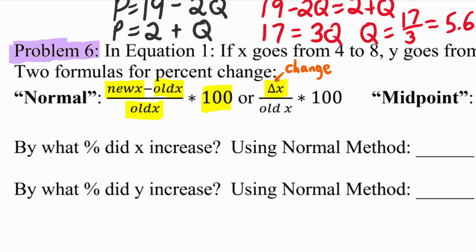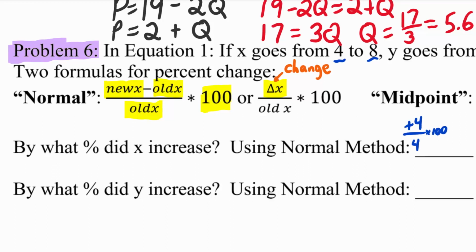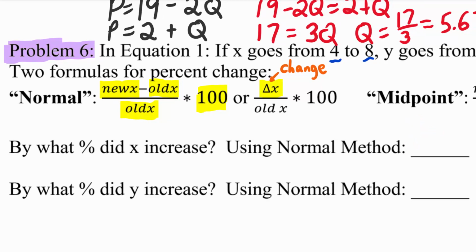So when something goes from 4 to 8, what is the change in that value? It went up by 4, right? Okay, so we have plus 4 divided by, what was the original value of x? Oh, well, the original value was this 4, right? Went from 4 to 8. So the change in x is going to be 4. The original value was 4. Multiply that times 100. Well, 4 over 4 is just 1. So what we're going to get is a 100% change in x. 4 over 4 times 100, we get a 100% change.